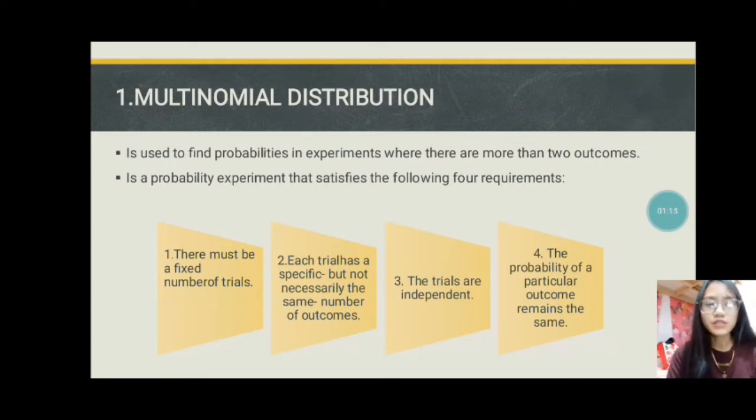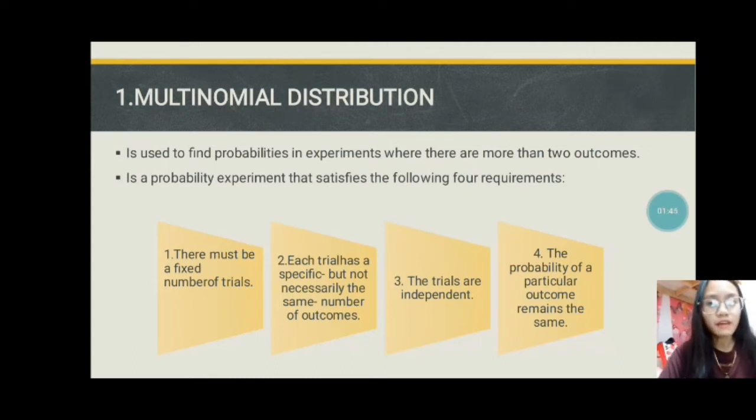For example, a survey might require the responses of approve, disapprove, or no opinion. Or a person may have a choice of what he will do on Friday night. It is either he will go to a movie, go to dinner, go to a basketball game, a play, or go to a party. It is a probability experiment that satisfies the following four requirements.